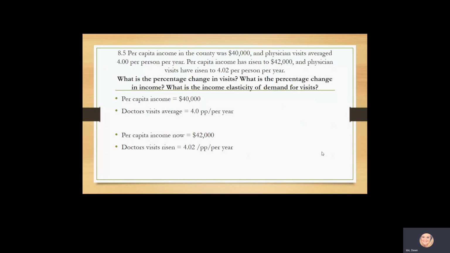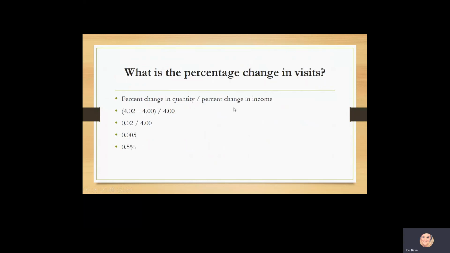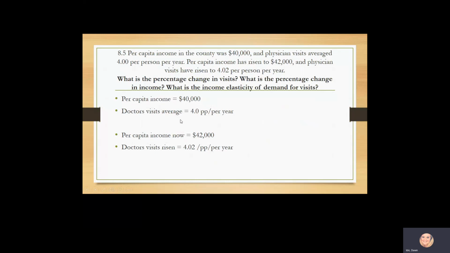So you're already going to say, well, that doesn't sound like a whole bunch, right? But let's see. So the question is, what is the percentage change in visits? What is the percentage change in income? And what is the income elasticity of demand for visits? All I did on this slide was document the differences between last year and this year. So last year, the per capita income was 40 grand, and there were 4 visits per person per year. That's what my PP means, per person. This year, people are now making about 42,000, and there's 4.02 visits per person per year. So now we have all of our data. Now we just need to tackle the questions.